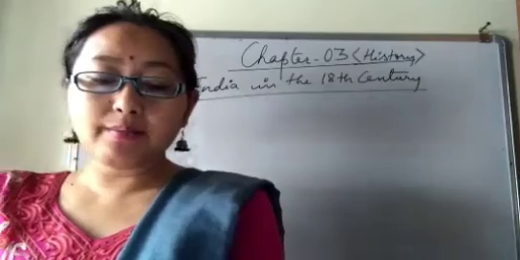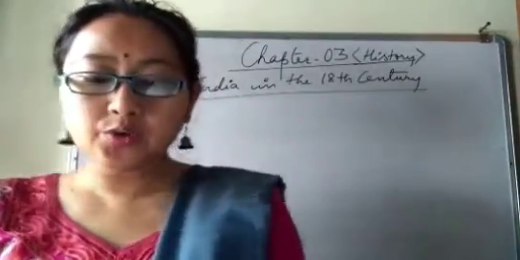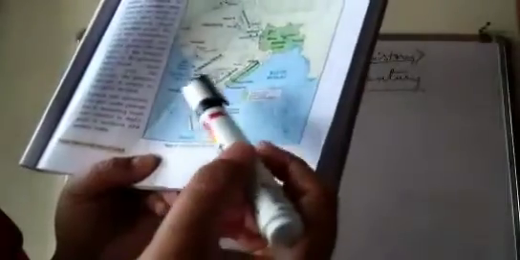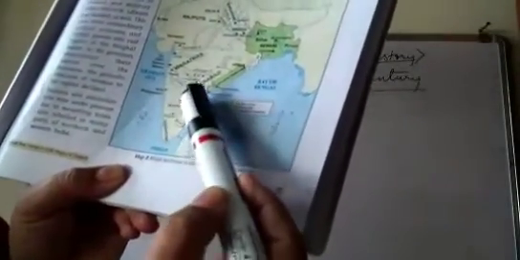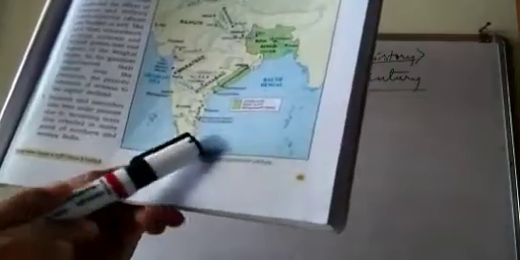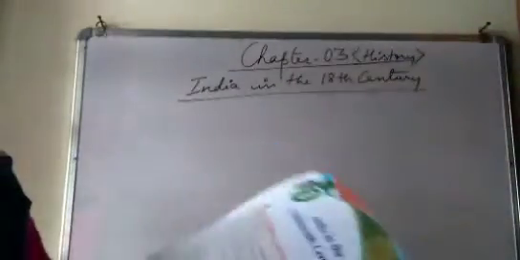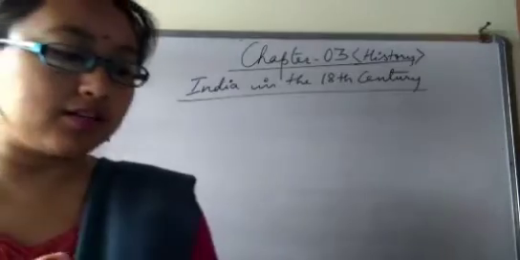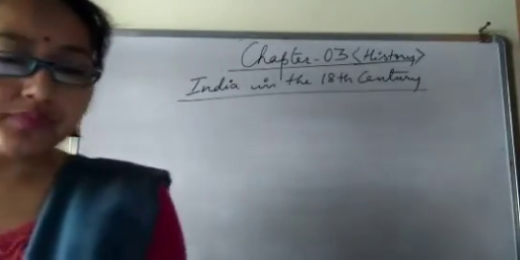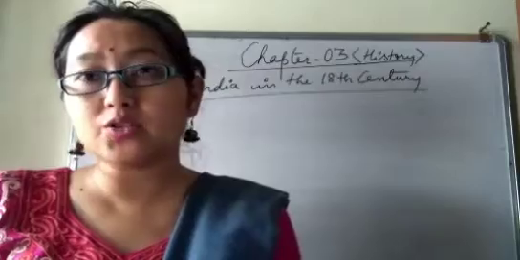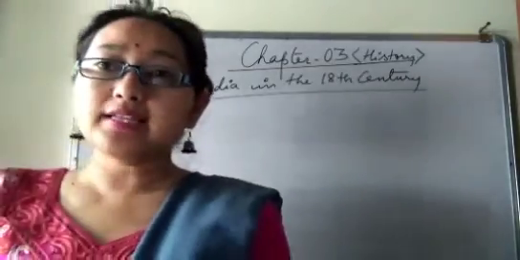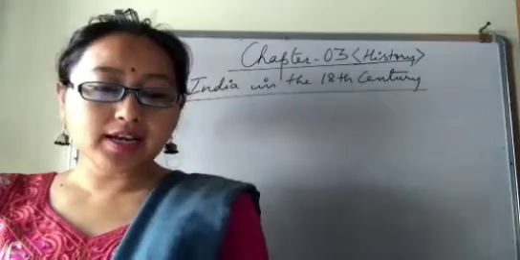So you can see here map B. You can see through this map, this is the Coromandel coast, right? So he wanted to get supremacy in this Coromandel coast. Why? Because it is a rich textile producing area. So he wanted to have control over that Coromandel coast, right?